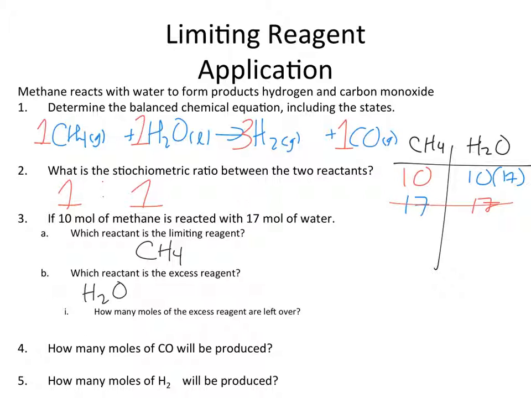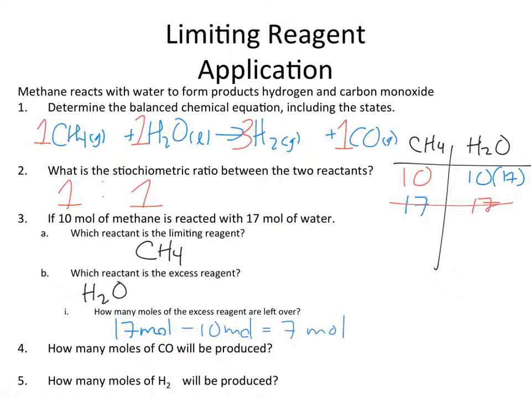And how many moles of it is left over? Well, we have to see how much of the excess reagent we had and how much we used up. So initially, we actually had 17 moles of water. Now, because CH4 was all used up, it used 10 moles. It also, based on this 1 to 1 ratio, needed 10 moles of water. So 10 moles of water was used up in this equation. So if I subtract what I used from what I initially had, I would get what is left over. And 7 moles of water is left over.